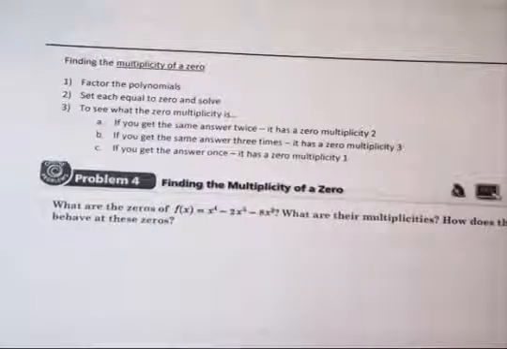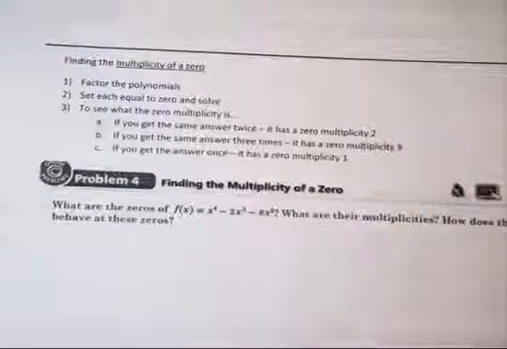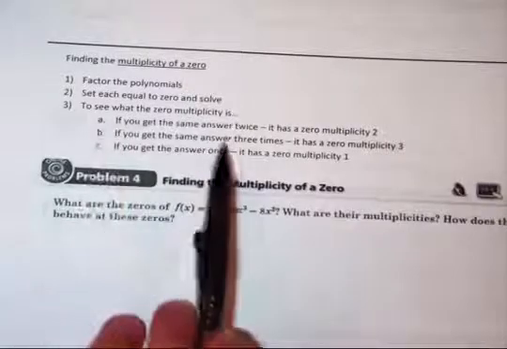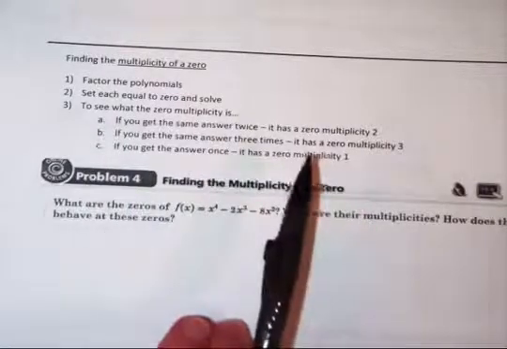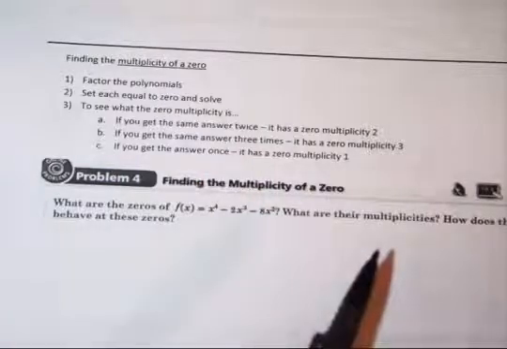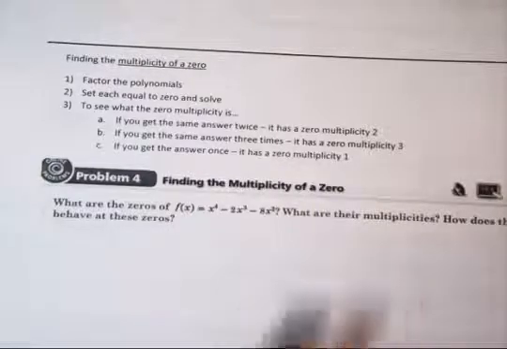The next section of the notes, you need to know how to find the multiplicity of a 0. Step 1, factor. Step 2, set them equal to 0 and solve. Step 3, to see what the multiplicity of 0 is, here you go. If you get the same answer twice, it has a 0 multiplicity of 2. If you get the same answer 3 times, it has a 0 multiplicity of 3. If you get the answer once, it's a 0 multiplicity of 1. Whew! That's a mouthful, isn't it?